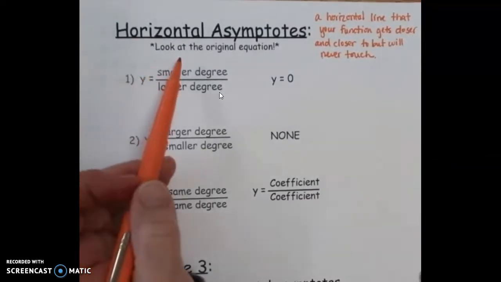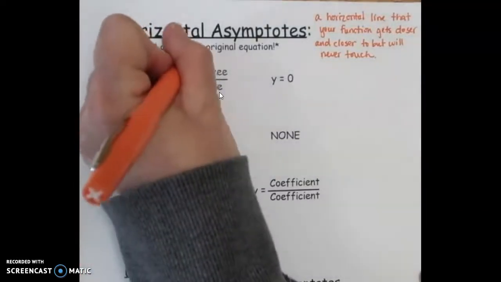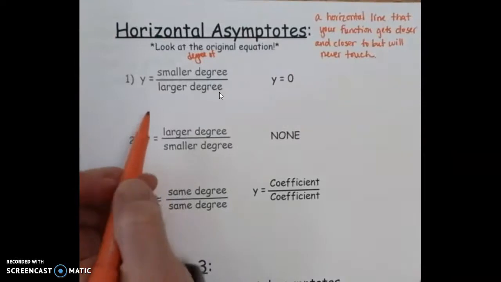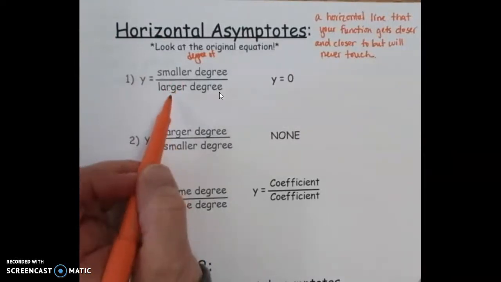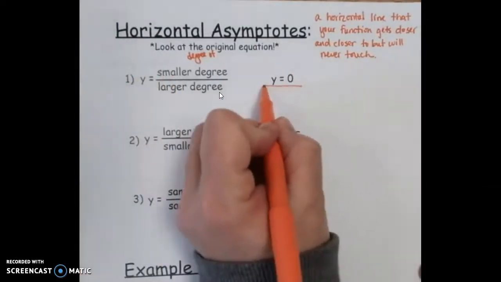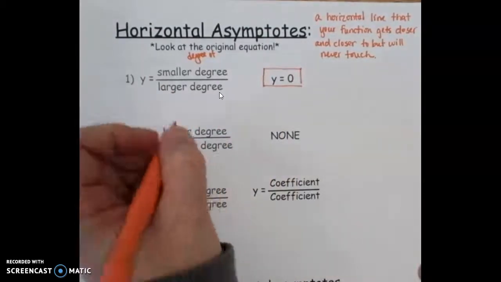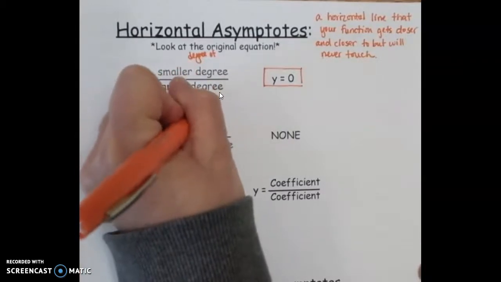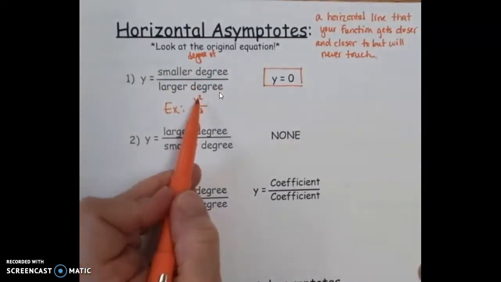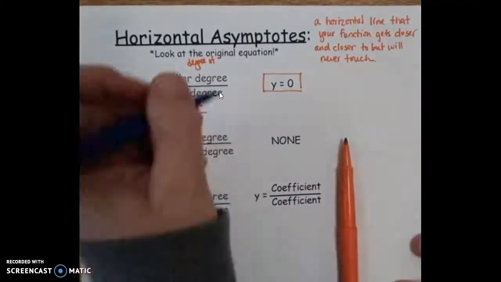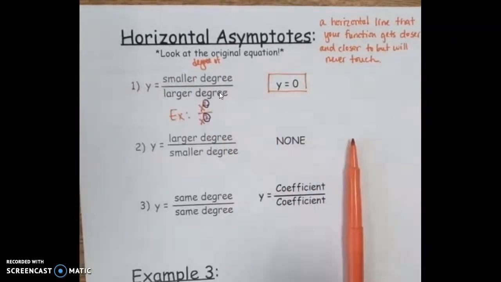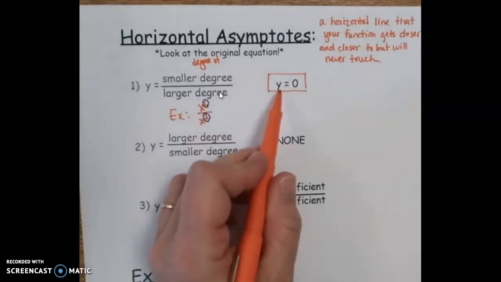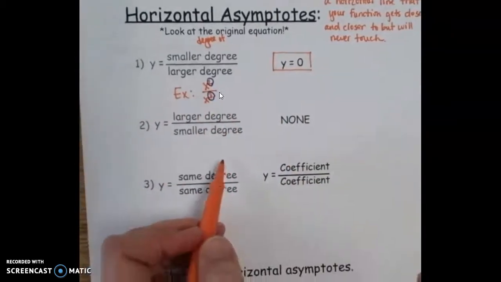So you're going to look at the degree of the original equation. If it's a smaller degree over a larger degree, your horizontal asymptote is going to be at y equals 0. An example of that would be x squared over x to the third. The degree is 2 in our numerator, and our degree is 3. So it's smaller over larger, so your horizontal asymptote will be y equals 0.